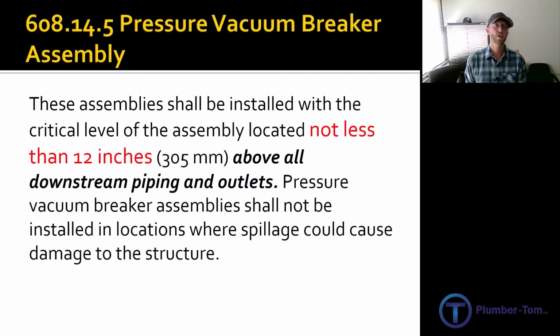But it is worth looking specifically at 608.14.5, pressure vacuum breaker assembly. It says these assemblies shall be installed with the critical level of the assembly located not less than 12 inches above all downstream piping and outlets. Pressure vacuum breaker assemblies shall not be installed in locations where spillage could cause damage to structure.